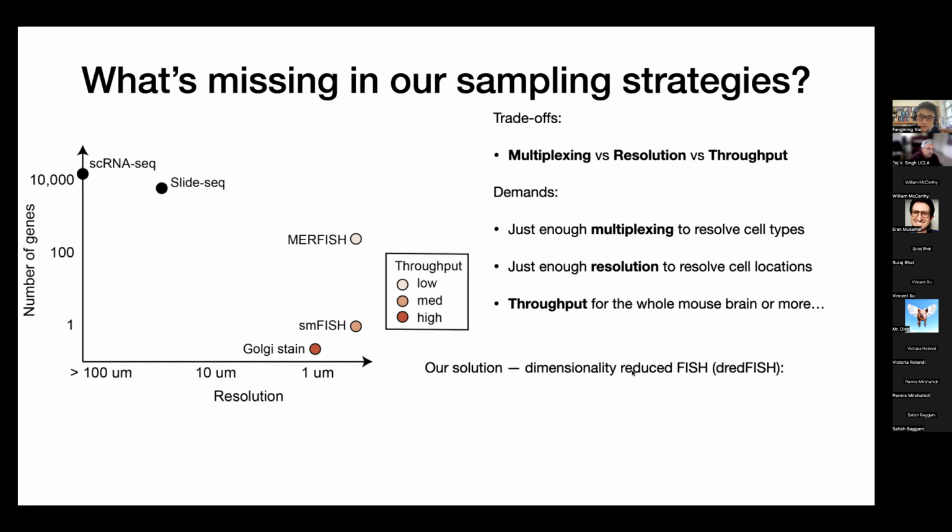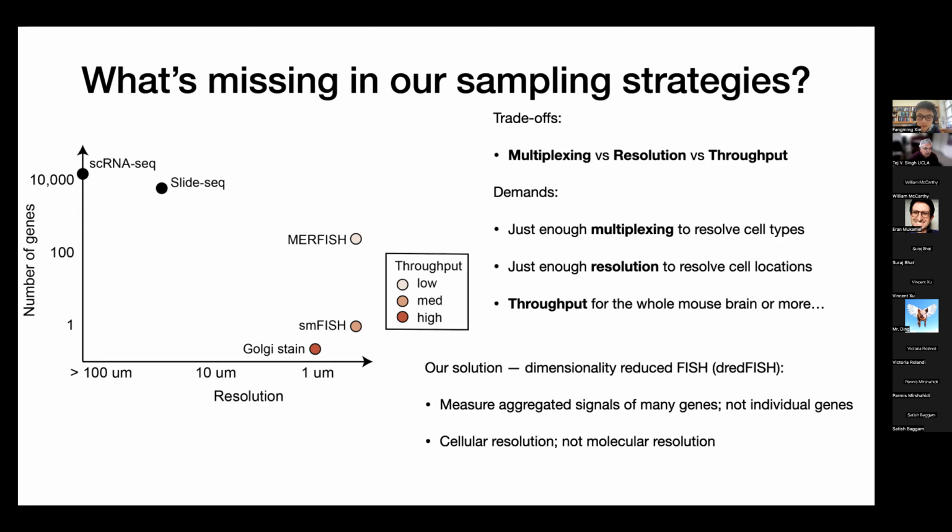We offer our solution, which we call DreadFish, the dimensionality reduced FISH. The key difference between our method and existing FISH-based technology is that we try to measure aggregated signals of many genes at a time, instead of trying to resolve the signal of individual genes. And we aim to image the samples at cellular resolution instead of molecular resolution, which is much finer than cellular resolution. Hopefully, this combination frees us up to scale up these operations almost 100-fold compared with the leading spatial transcriptomic technology, MERFISH.